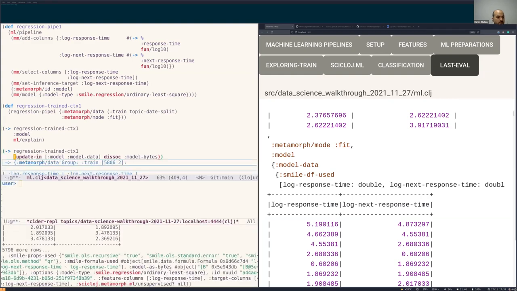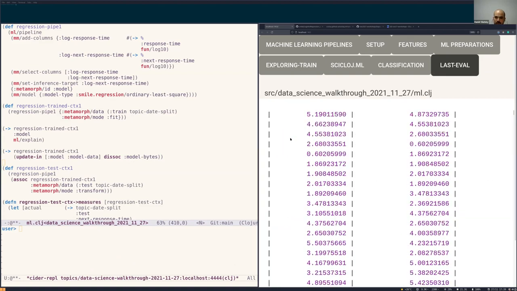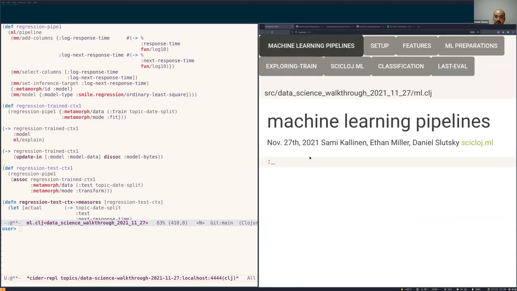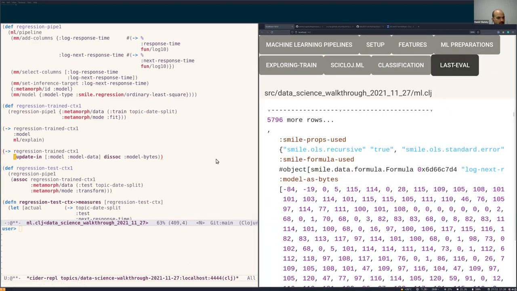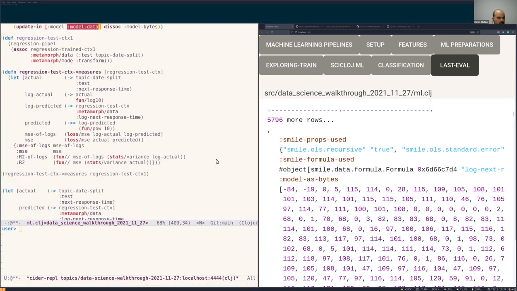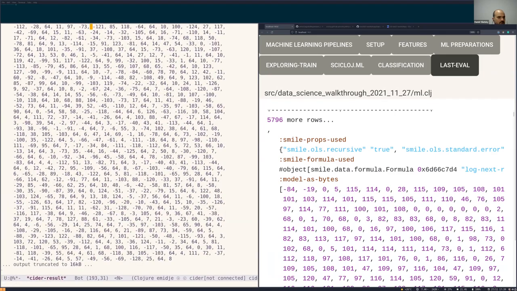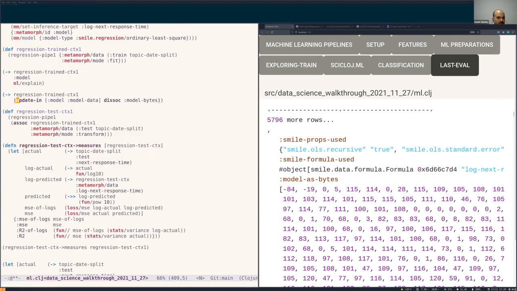I guess I'm wondering if it took some time to pass to the browser, so the browser was struggling. Anyway, let us print it here in the REPL and see if it prints nicely. Somehow I didn't dissociate the relevant part. So never mind actually.